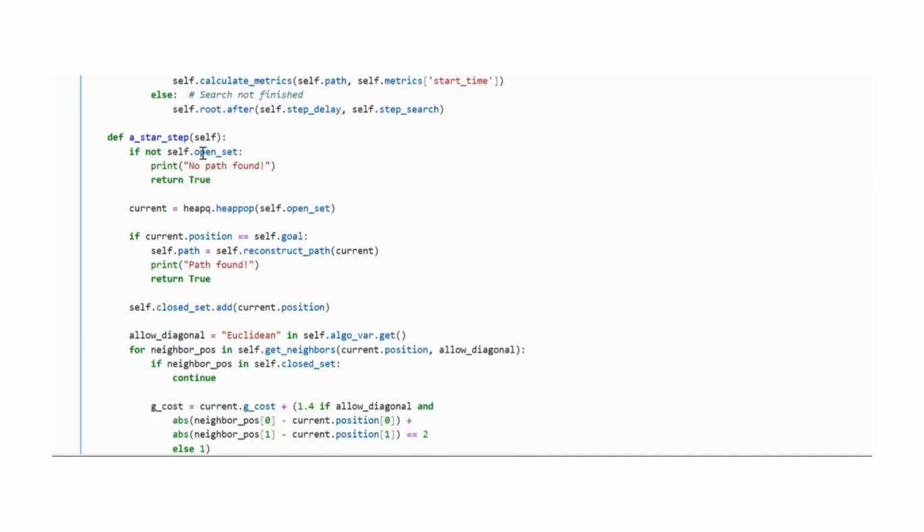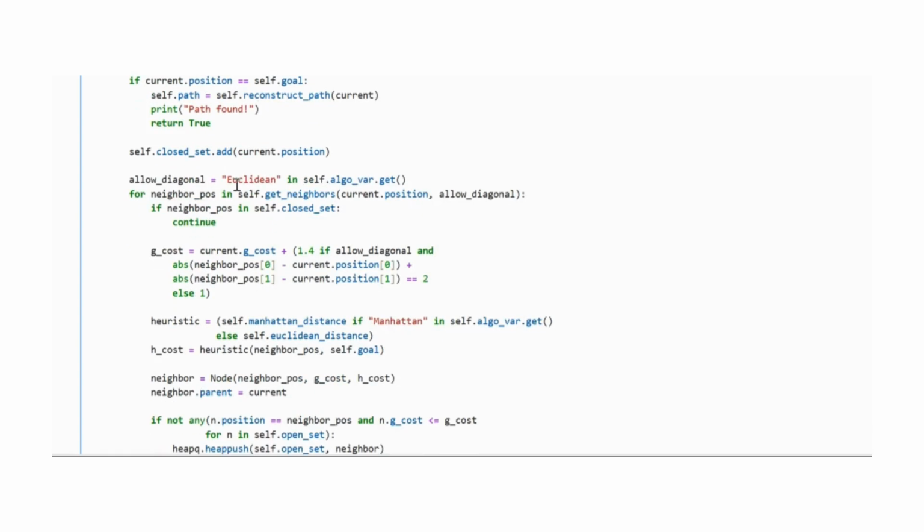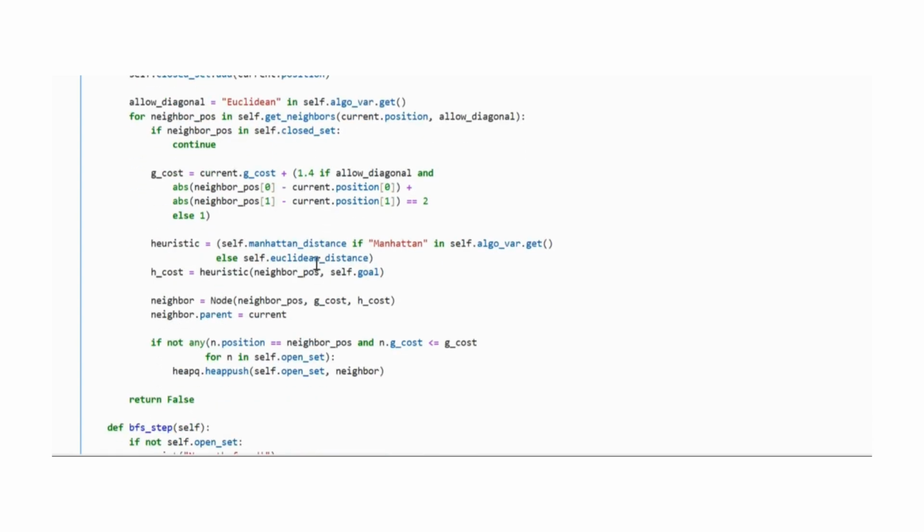and in the A-star step we call the algorithm, we use the priority queue, and G cost is calculated and the heuristic is calculated accordingly.